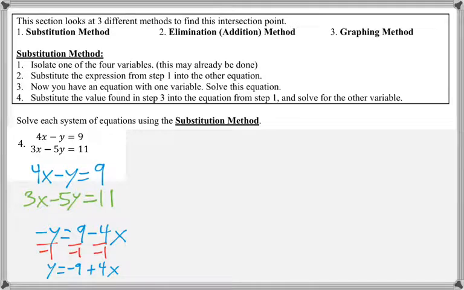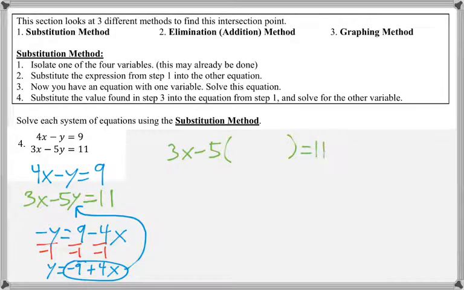So I've isolated for the blue y, and now I'm going to take that expression and plug it in to the other equation for the green y. So I want to copy the green equation, but instead of putting y, I'm going to leave a big open parentheses because that's where I'm going to plug in the blue equation.